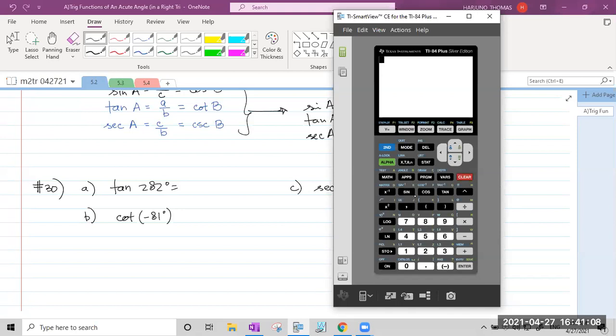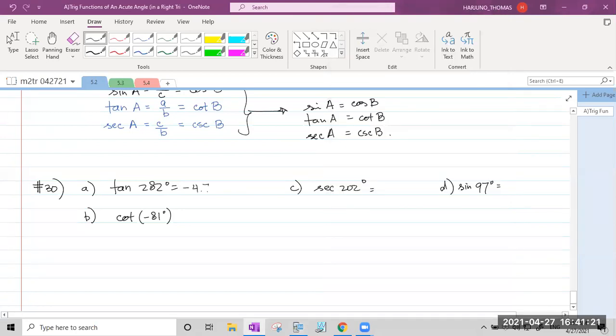Okay, now then tangent 282, negative 4.70463. Negative 4.7, what?